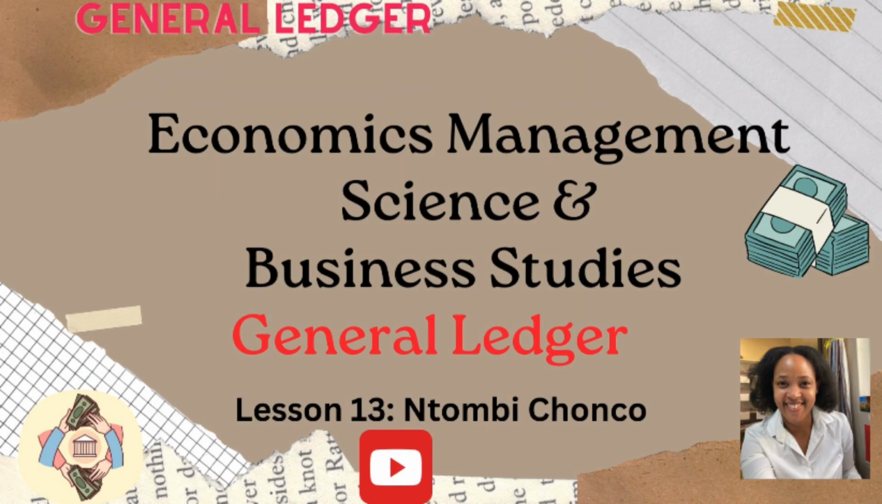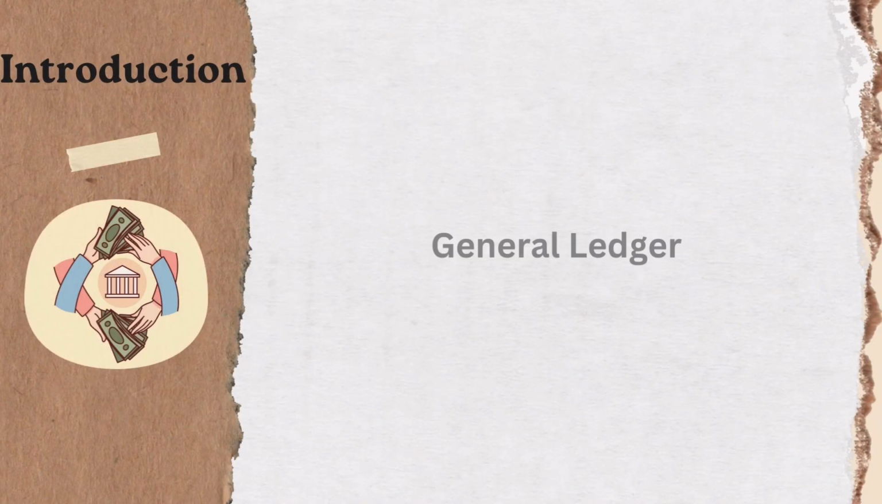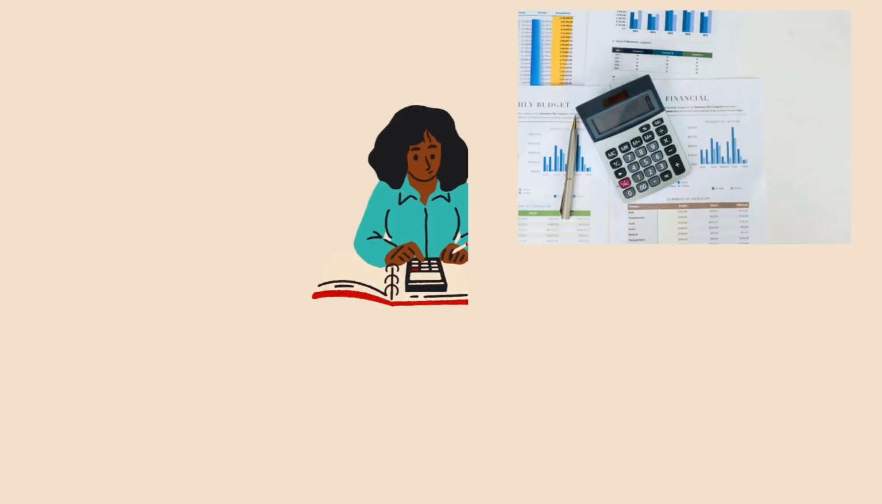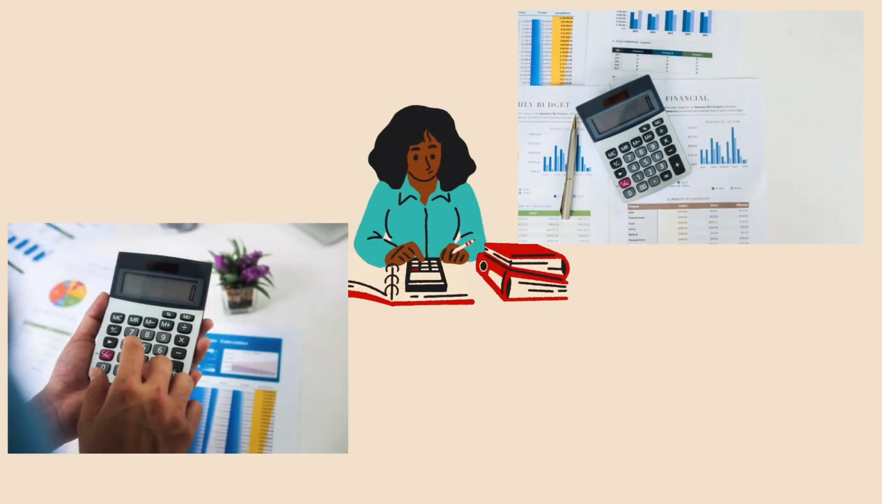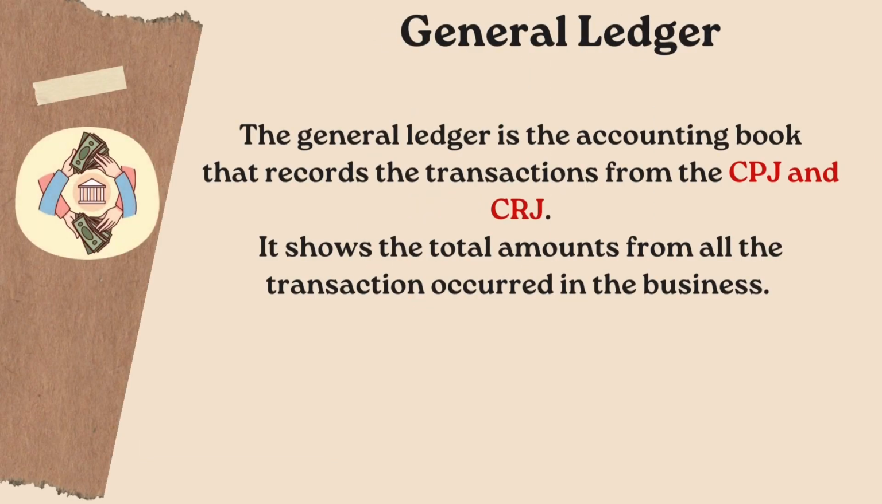This week we are going to be learning about the general ledger. The general ledger is the accounting book that records a transaction from the CPJ and the CRJ. It shows the total amount from the transactions occurred in the business.